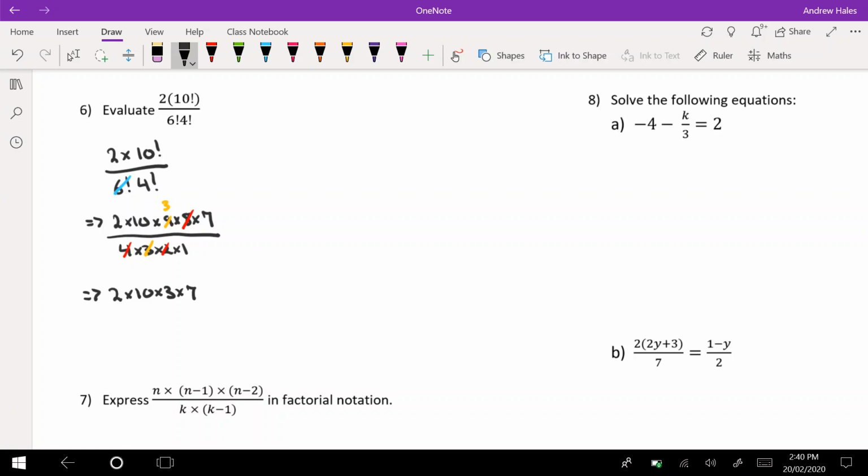2 times 3 is 6. 7 times 6 is 42. 42 times 10, 420. And that'd be that answer. Again, no calculator.